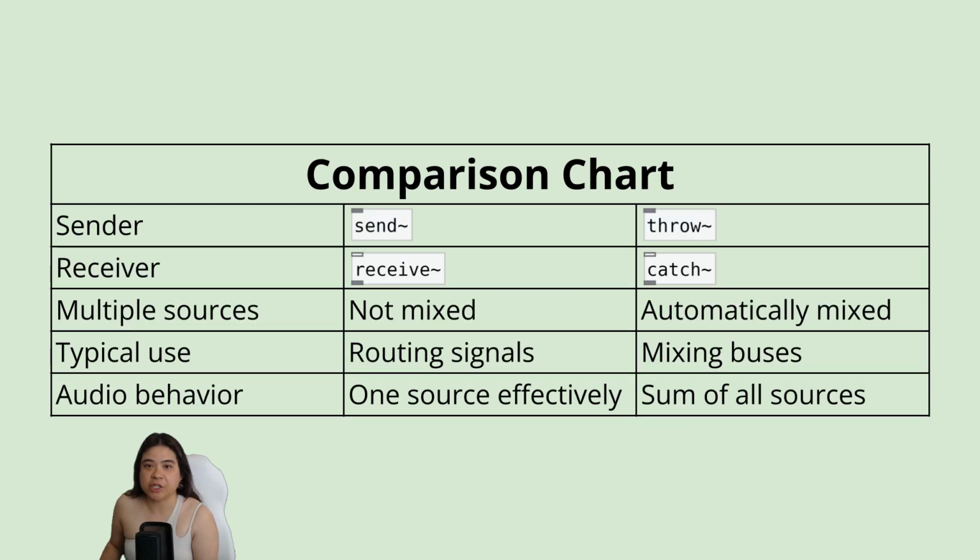Here is a comparison chart. Send tilde, receive tilde. Multiple sources are not mixed. Typical use: routing signals. Audio behavior: one source effectively. Throw tilde and catch tilde. Multiple sources are automatically mixed. Typical use: mixing buses. Audio behavior is the sum of all sources.